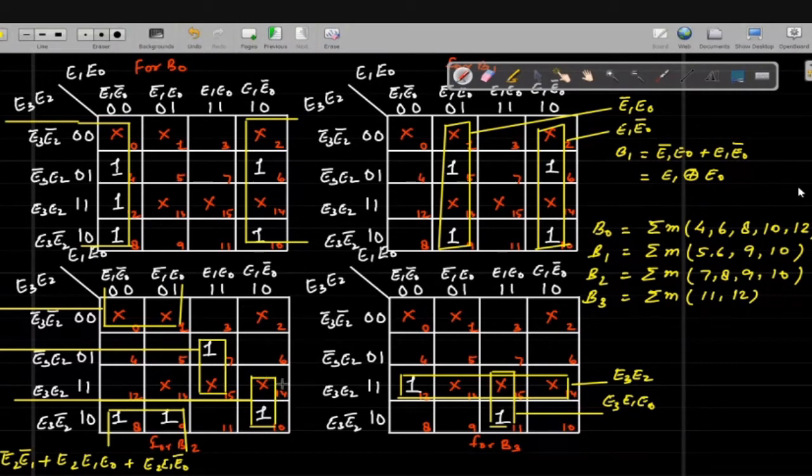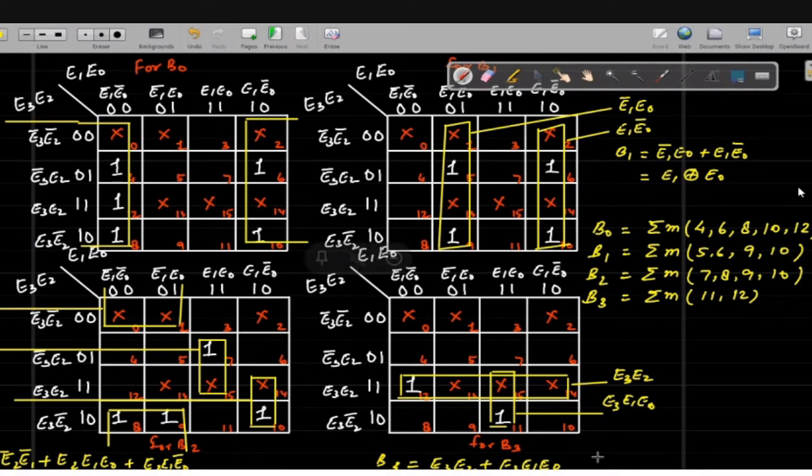So now let me write the expression for B3, which is equal to E3 E2 plus E3 E1 E0.